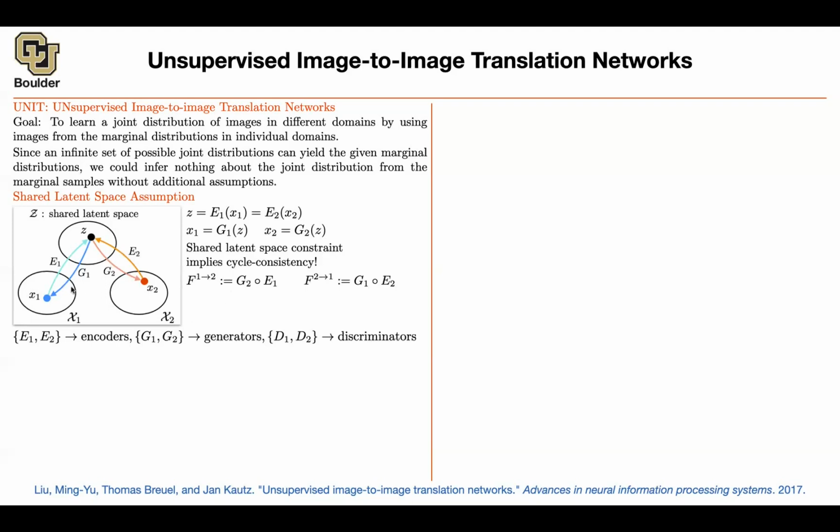If you take E1 and then G2, that's going to give you a function that takes you from domain 1 to domain 2. And if you take E2 and G1, that's going to give you a function that takes you from X2 to X1. And because Z is the same, these two functions are actually inverses of each other. If you take X1, push it through E1, push it through G2, go back using E2, and then go to the X domain using G1, that's going to give you the same X1. And the same thing is true if you do it in reverse.